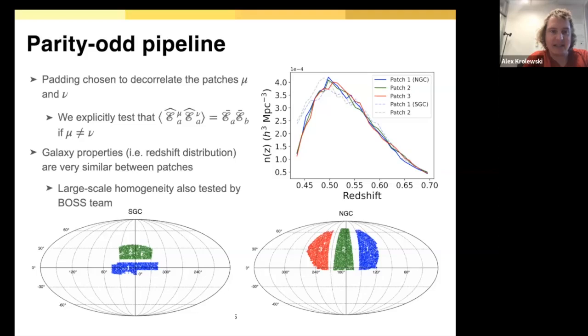Another thing to note is that the galaxy properties are very similar between the patches. So here on the top right, I'm showing the redshift distributions, which are a little bit different between NGC and SGC, but are very similar in the patches. And essentially this large-scale homogeneity has also been tested by the BOSS team.